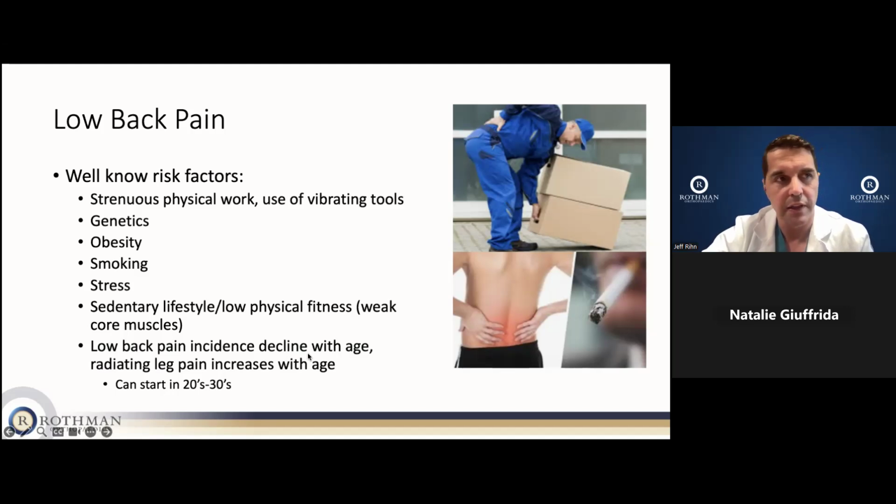Interestingly, the incidence of low back pain declines with aging to some extent. Low back pain tends to affect people in their 20s, 30s, 40s, 50s. As you get older, the low back pain somewhat can subside, but the problem is that's when nerves start to get pinched and it can cause pain going down the legs.